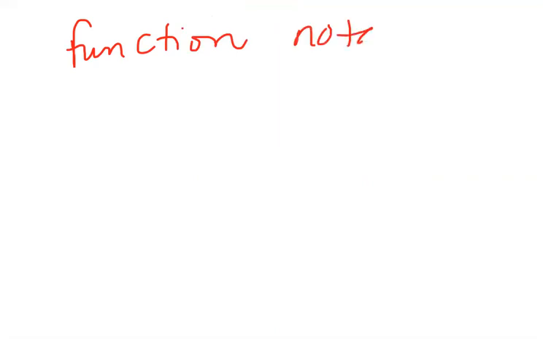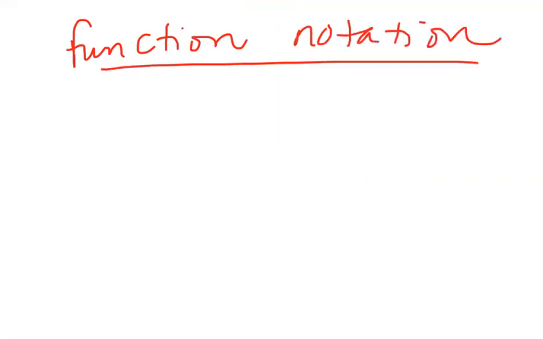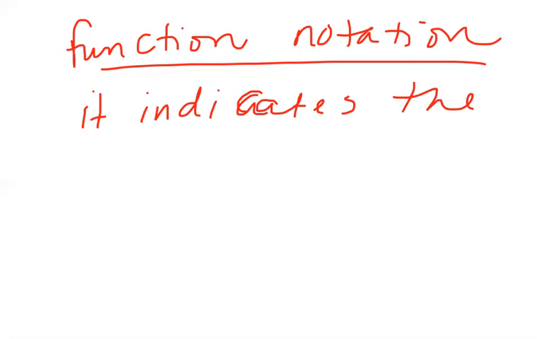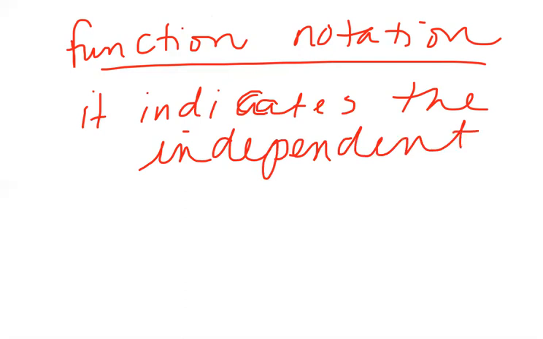Now, here's the next part of this, guys, talking about the function notation. Function notation is big in mathematics, and once you learn it, you will always use it. So for function notation, guys, it indicates the independent variable. It's indicating the independent variable that the equation depends on, okay?